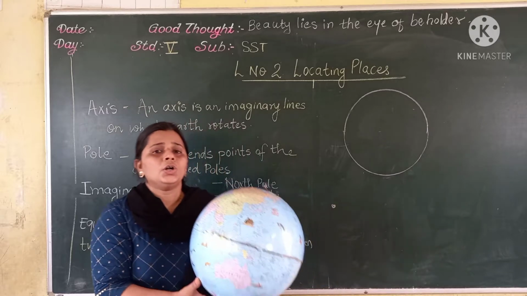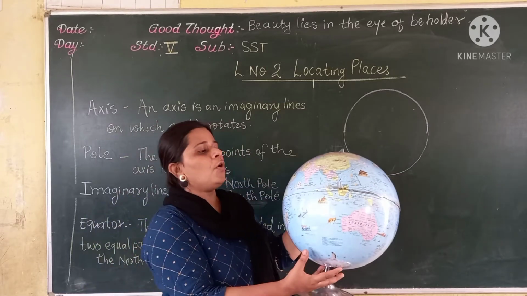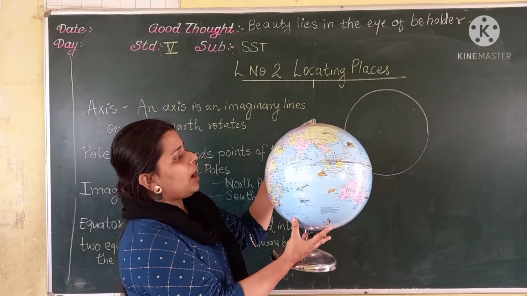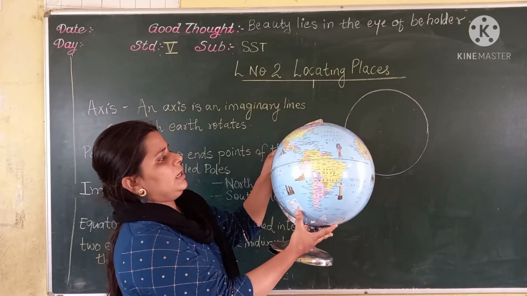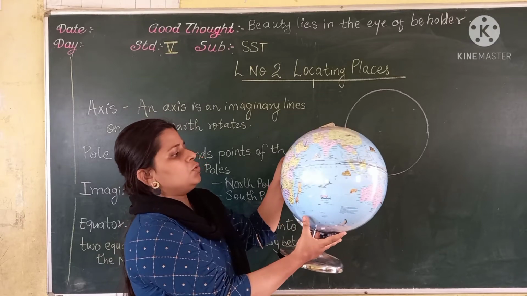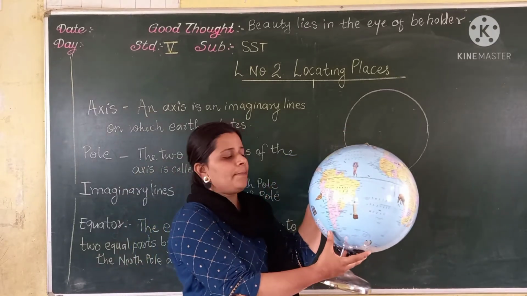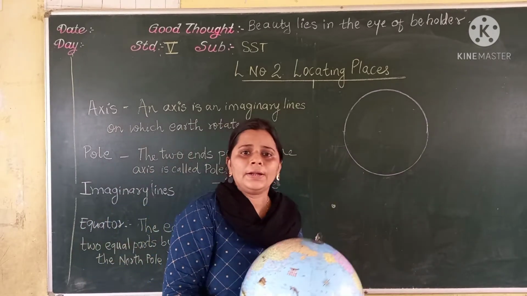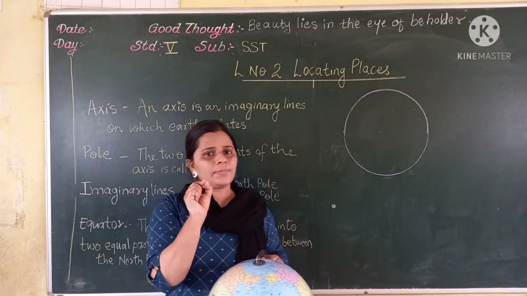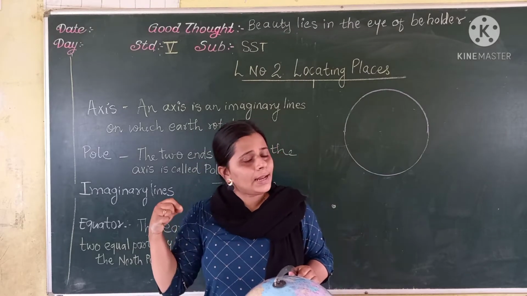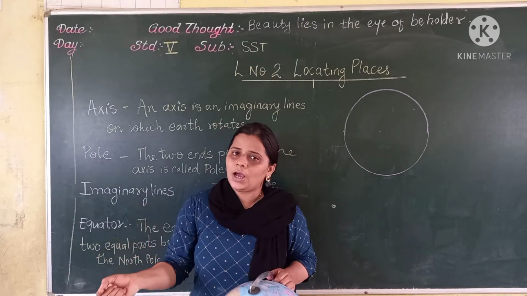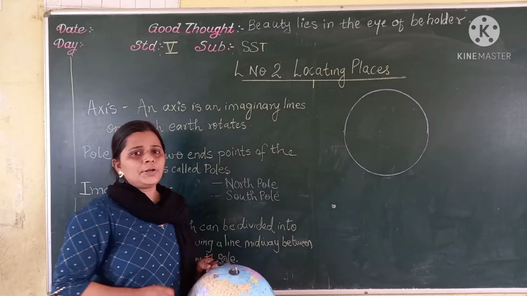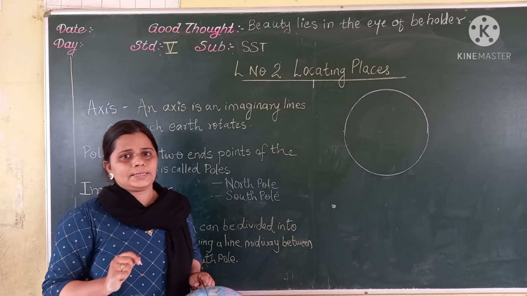So students, if you want to locate some place, if you want to find India, what do you have to do? You have to search a lot on a globe, right? To find some place on the globe is very difficult. So for that, what do we need? We need some reference point. So what are those reference points that we are going to study in this chapter? That is lesson number 2, locating places.